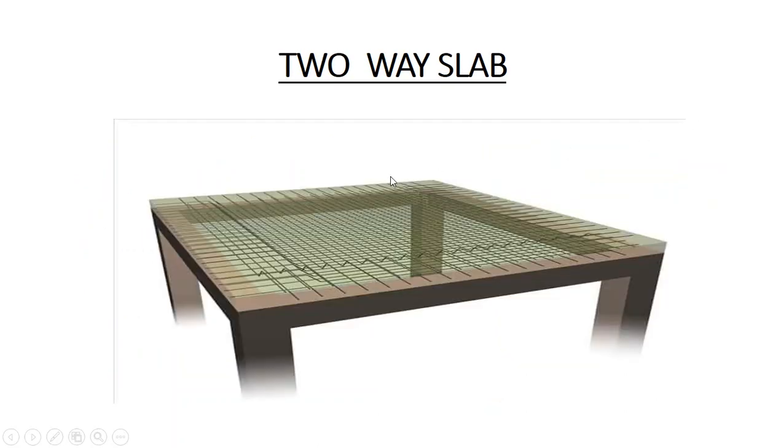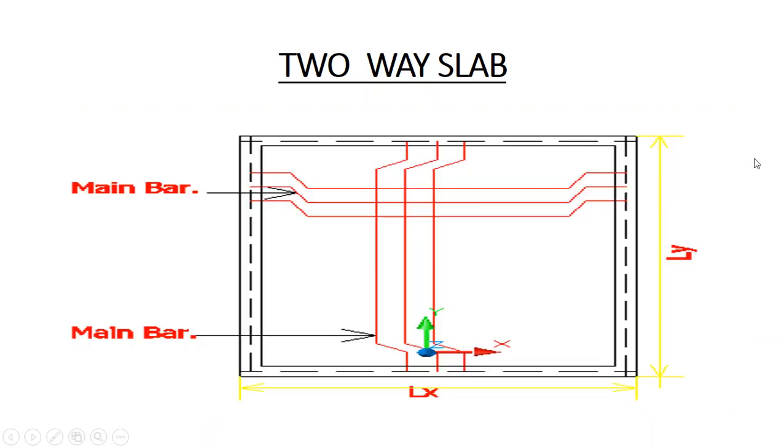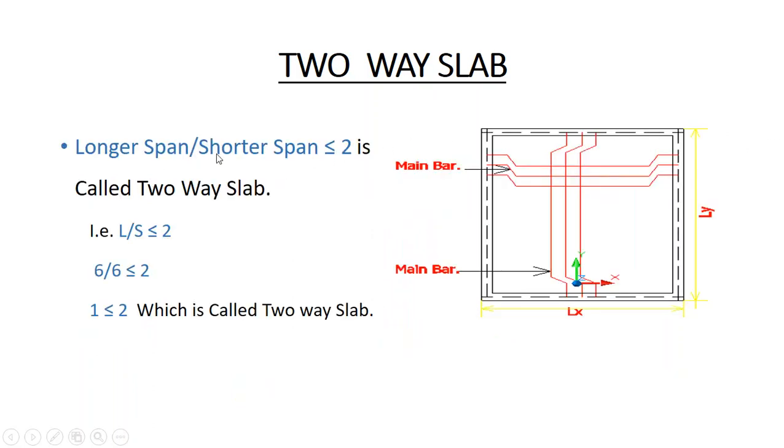This is the example of a two-way slab. As you can see from the picture, a concrete two-way slab. In a two-way slab, the main bars are provided on both spans, on the shorter span and also on the longer span. This is the criteria for the two-way slab, that the longer span divided by the shorter span will be less than or equal to 2.